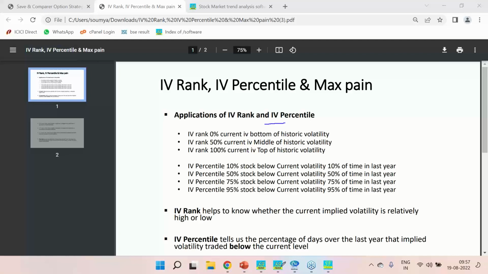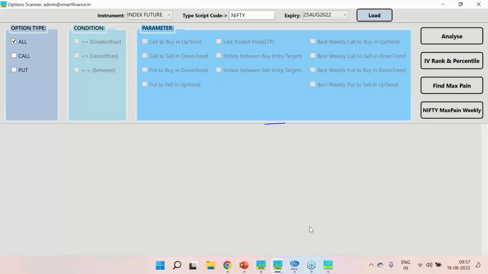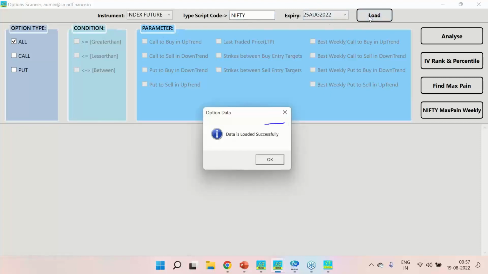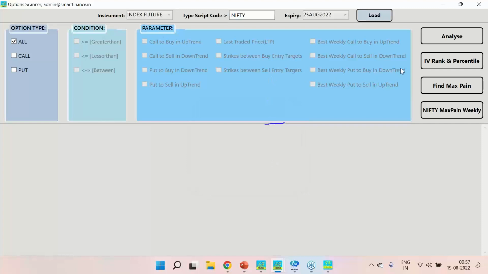Today I am going to explain about IV rank, IV percentile and max spend. Generally, IV rank and IV percentile can be used to find the levels of IV relative to its historical data. IV rank helps to know whether the current IV is relatively high or low. I will explain this in the option scanner. There we have added these features. Let me load the data first for the Nifty stock. Data is loaded successfully. Then we have to click the IV rank and percentage.